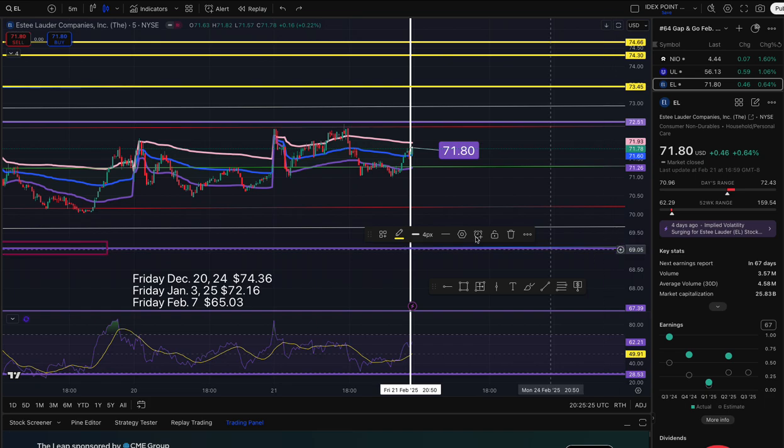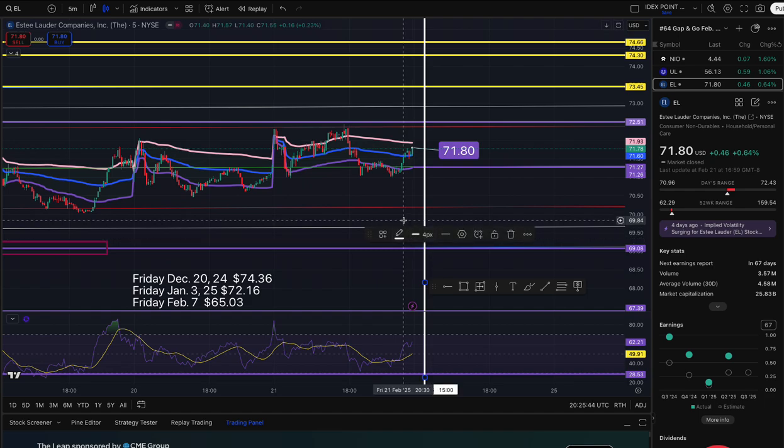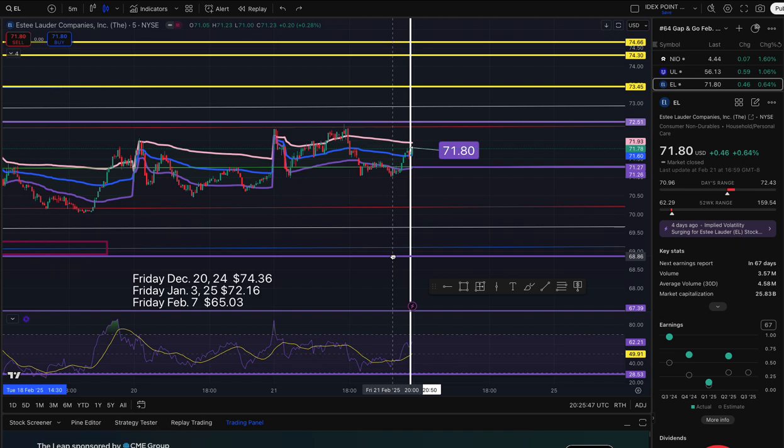VWAP in blue, 71.60. The middle of the trend is now roughly 71.27, 70.20, 69.67, and then back to a spot we've been, oh, grabbed the wrong thing, it's this one. That line right there, roughly 69.08.